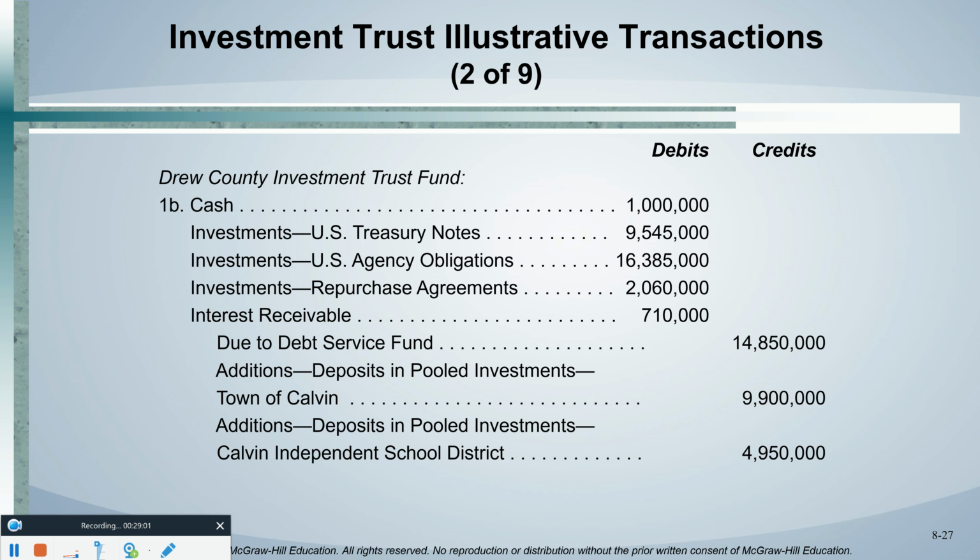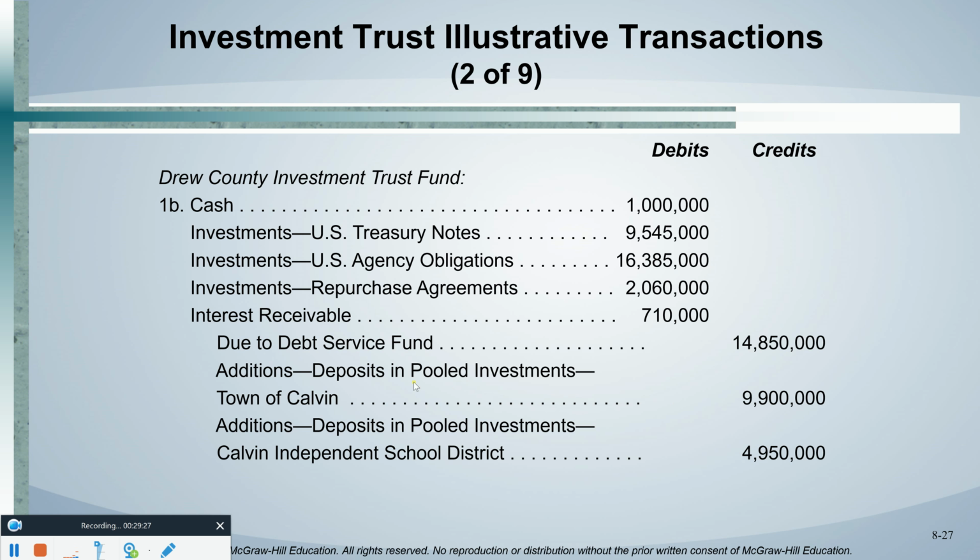Trust funds do not use the terms revenues and expenses. They are going to use the terms additions and deductions in its place. And the reason for that is because this is truly not the government's revenue and expenses. They are just managing the money for somebody else. So the better terminology to use is additions and deductions. That's where the name comes from, additions.